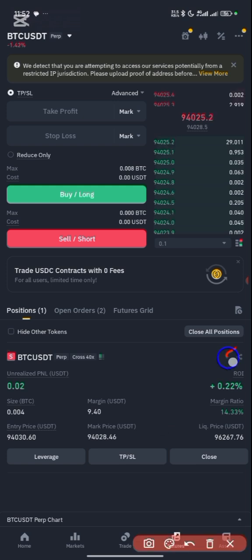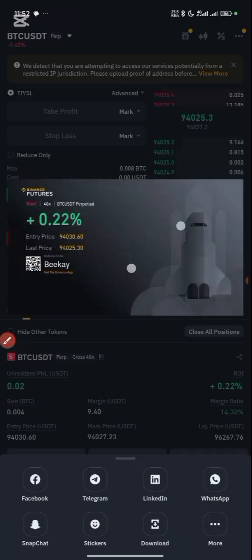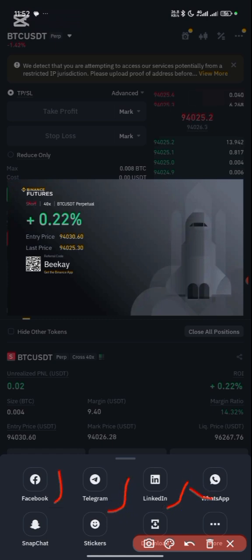This option here, that's where you can check your PNL. So let's try clicking on it. As you can see now, these are PNL, and you can download it here. So you can share it through Facebook, through Telegram, through WhatsApp, any platform. You can even download it. So that's how you can do it.